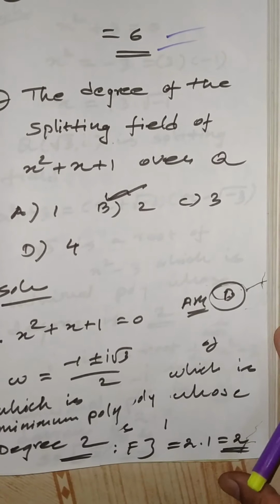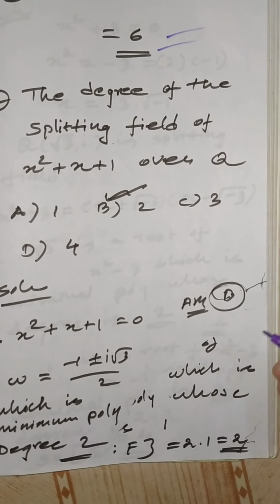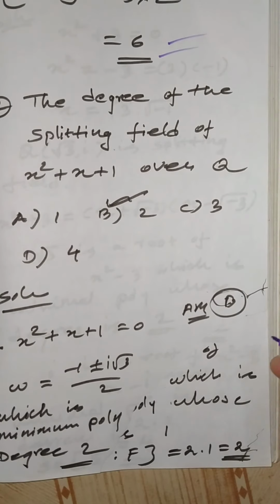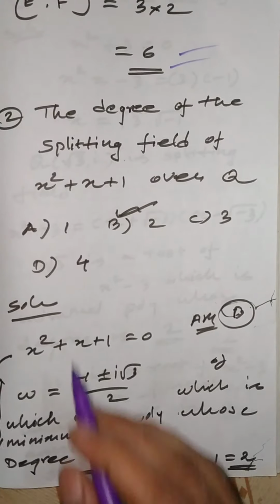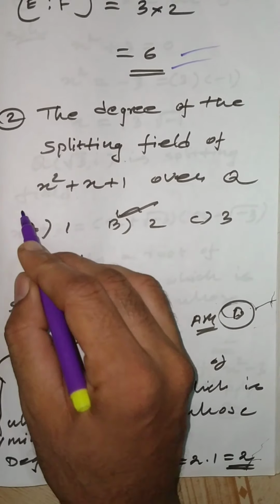I hope everyone understands this very well. So option B is correct, the remaining are wrong.